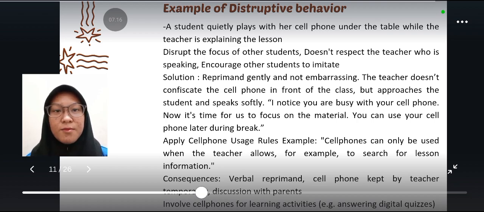"I notice you are busy with your cell phone. Now it's time to focus on the material. You can use your cell phone later during break." Apply cell phone usage rules. For example, cell phones can only be used when the teacher allows, such as to search for lesson information. Consequences: verbal reprimand, cell phones kept by the teacher temporarily, discussion with parents. Involve cell phones in learning activities like answering digital quizzes.